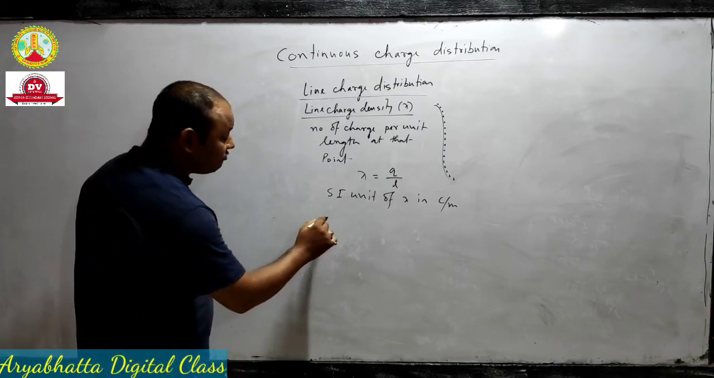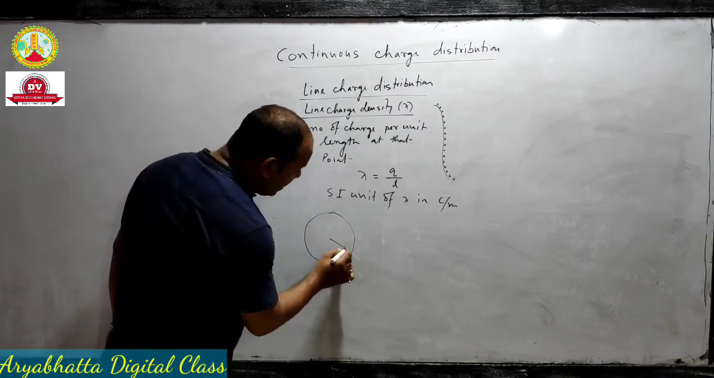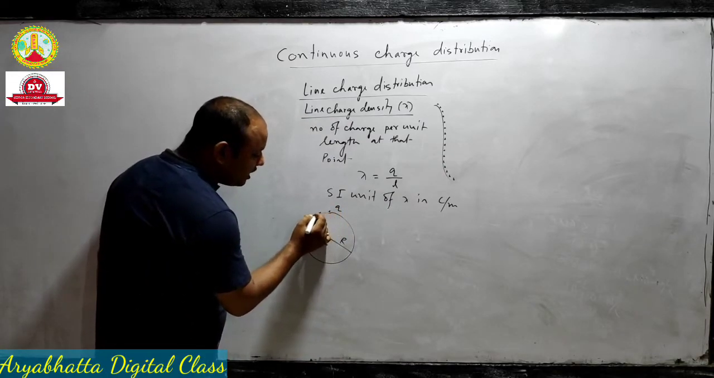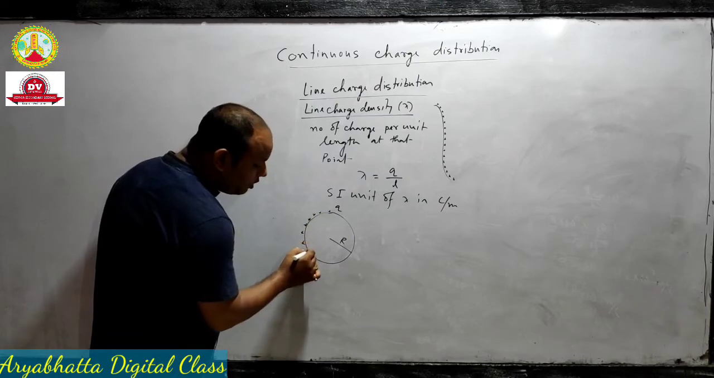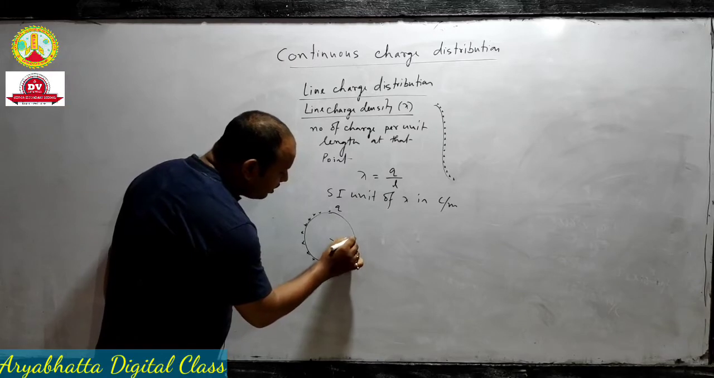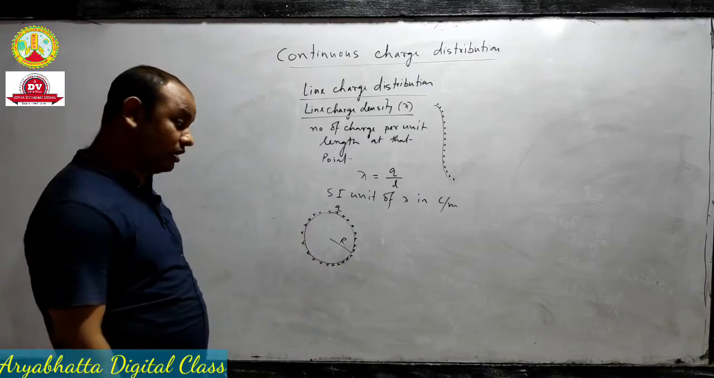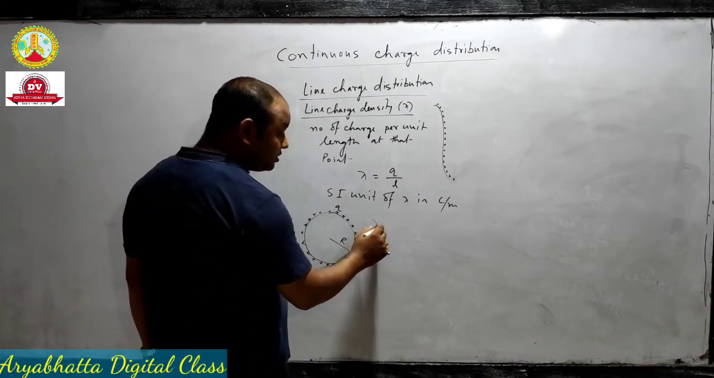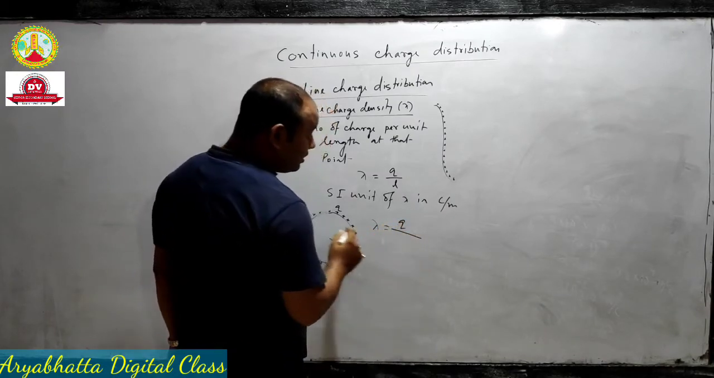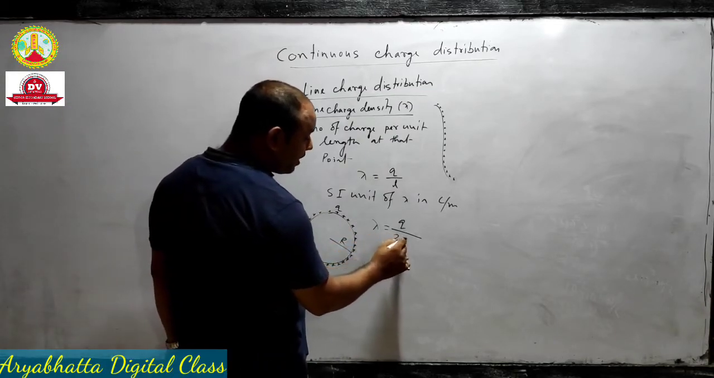Suppose we have a ring of radius capital R, and Q charges are distributed uniformly over the ring. Then the line charge density lambda will be equal to charge divided by the circumference of the ring, or you can say the length of the ring, which will be equal to 2 pi R.